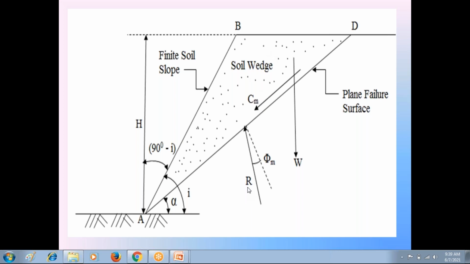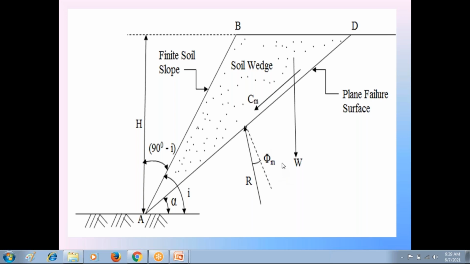This reaction force is acting at an angle phi m with this dotted line. This dotted line is perpendicular to surface AD. To that perpendicular, this reaction R is making an angle called the mobilized angle of internal friction, phi m. Please everyone listen to this carefully. Phi m is called the mobilized angle of internal friction.